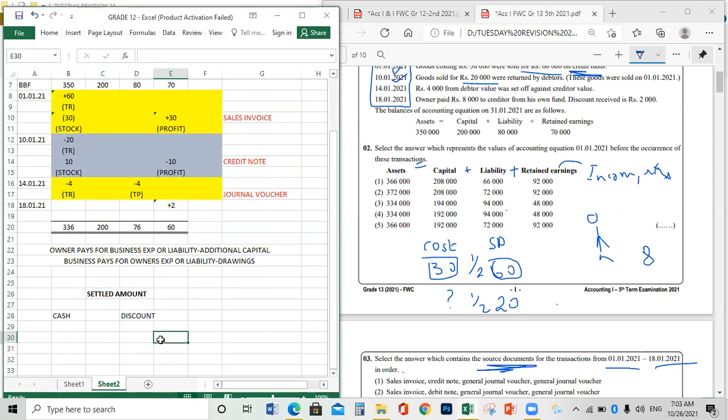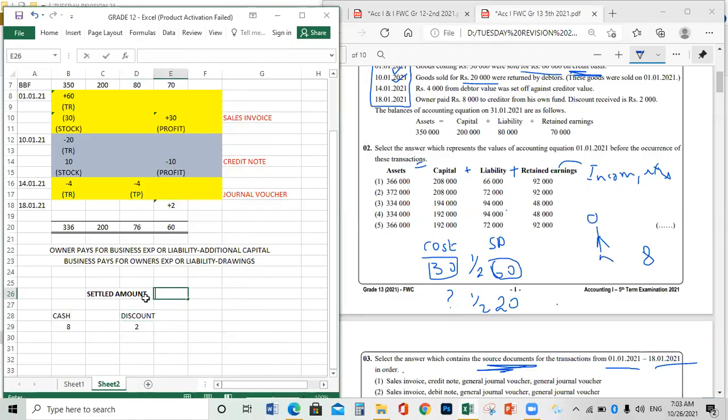Settled amount includes two items. What are they? The cash and discount. Okay, so now they say cash is 8,000. If cash is 8,000 and discount is 2,000, settled amount is going to be how much?